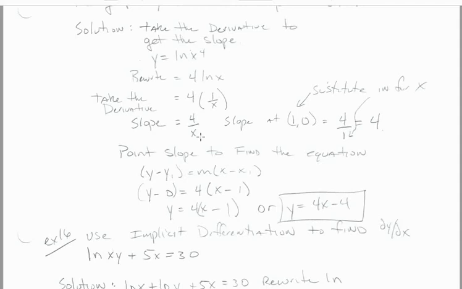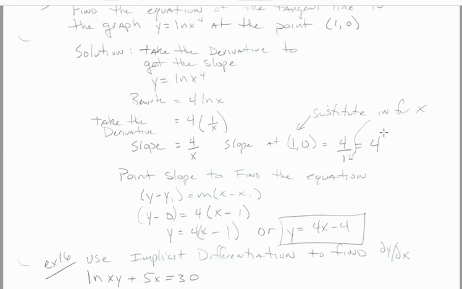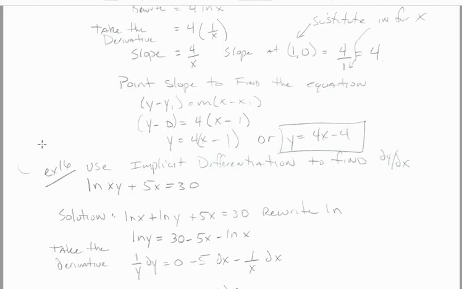So we've now taken the derivative of the natural log function. We have the slope. We substitute in x, so we get 4 divided by 1, which is 4. So the slope for our equation is 4. And then we plug into point slope, where our x1 is 1 and our y1 is 0. If you remember point slope, it's y minus y1 equals m times x minus x1. Substitute in our values: we had the given point of (1, 0), and then we have our slope of 4.